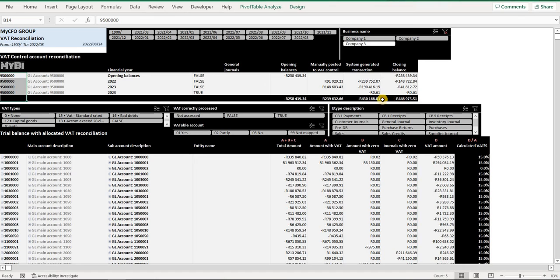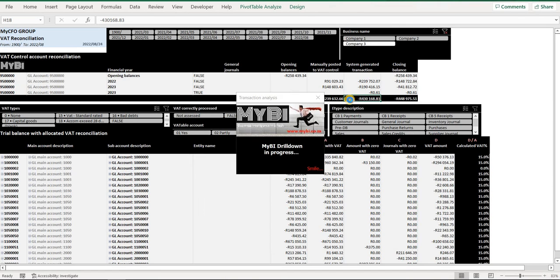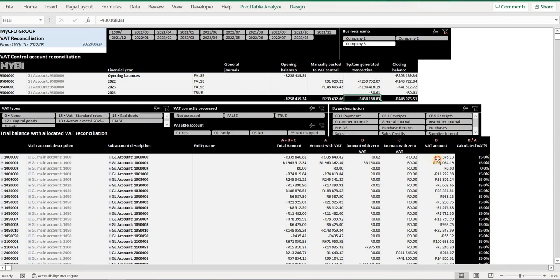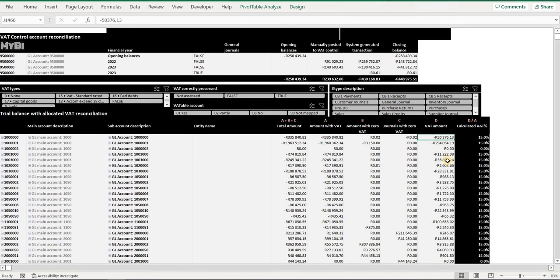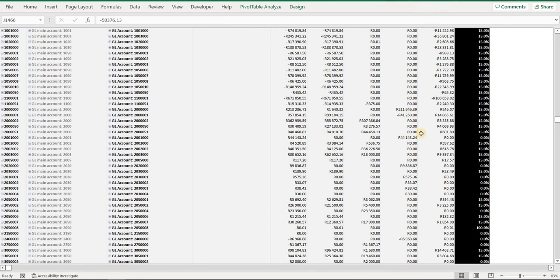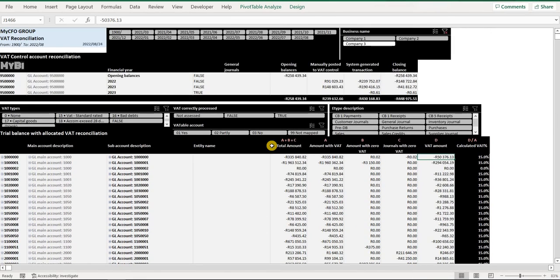So if you were to drill here in the 950, you've got all of these Z contra accounts, so that balances to 430168, and that's 1153 lines. So that's now been reposted to this account, or this leg of the column at least, showing you how each of those balances have been processed to the net amount.